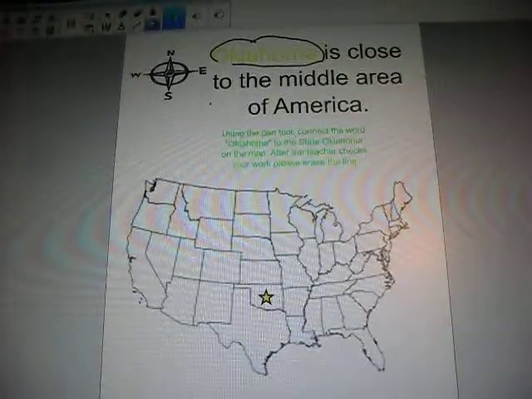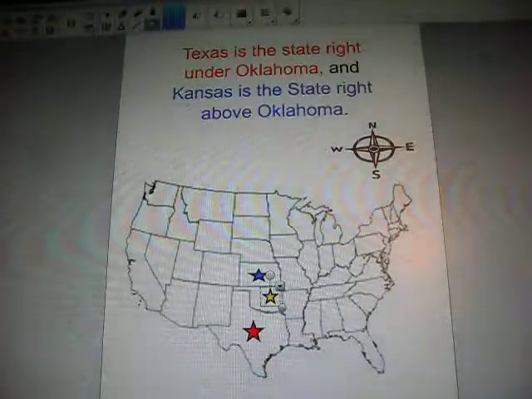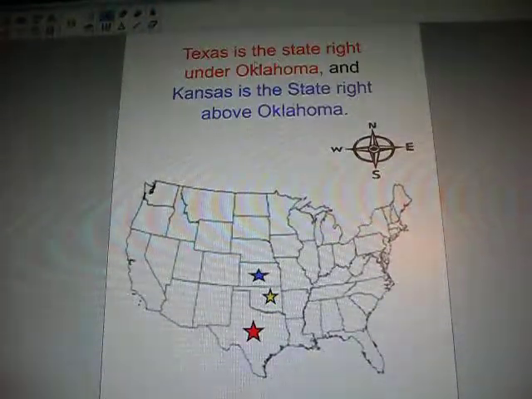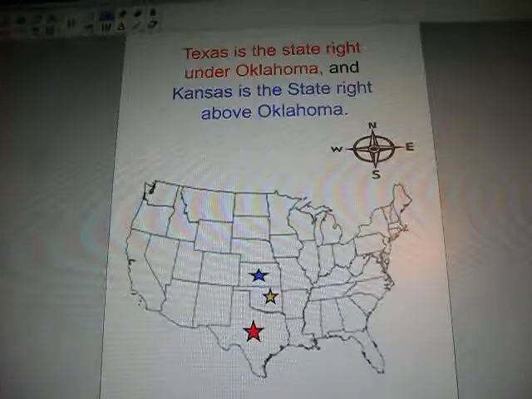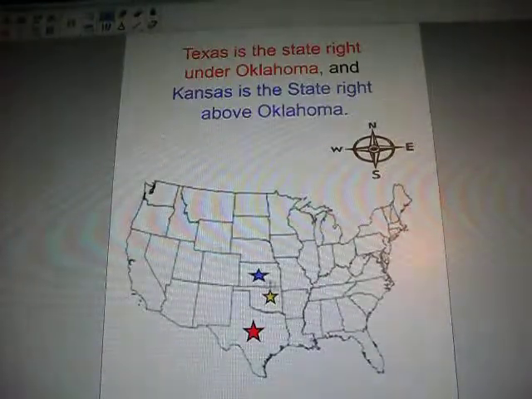So the slide after that, we're talking about the states surrounding Oklahoma. Texas is the state under Oklahoma, that's in red, so the star is red. And Kansas is the state above Oklahoma, which is in blue. And I've also left the yellow star in Oklahoma so they can identify that.